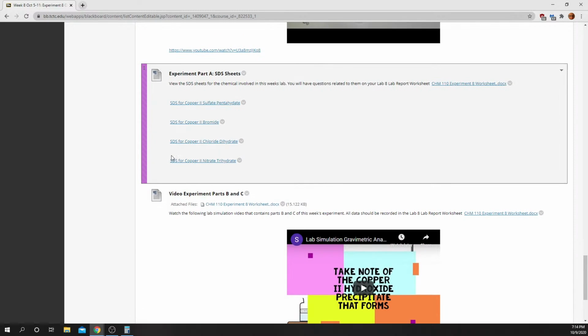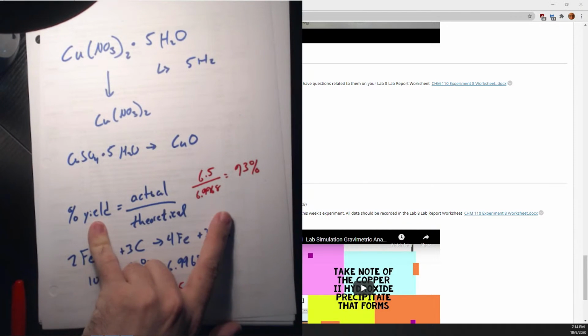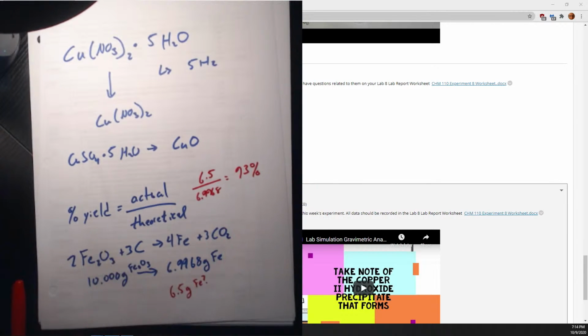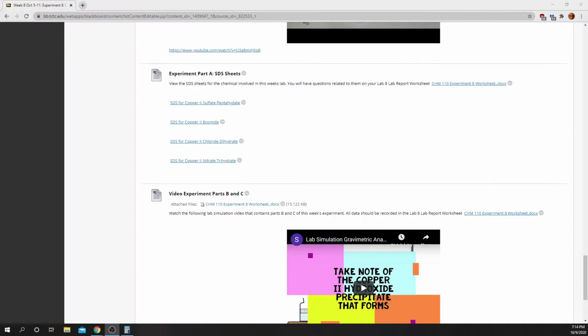And based on your calculation of the percent yield that you got out of that reaction, you would then take it back and do the stoichiometry and find out which one of these things it is. Because each of these different salts would have different stoichiometry. You would produce different amounts of copper oxide.